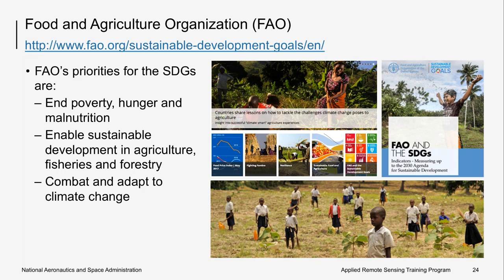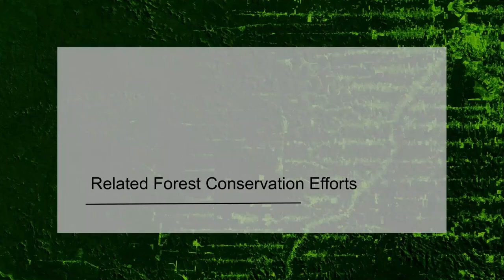The themes are based on the organization's global goals, such as the eradication of hunger, the elimination of poverty, and the sustainable management and utilization of natural resources. The FAO has generated multiple reports, including the State of the World's Forests, which we will review a little bit here as well. Next, we will discuss some additional related forest conservation efforts.